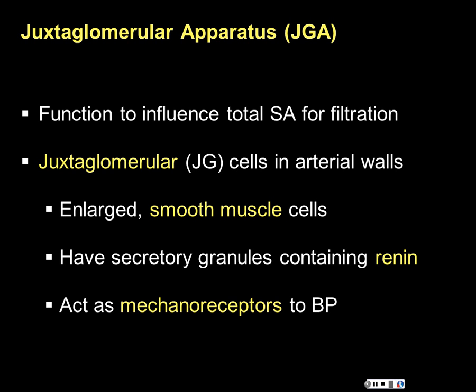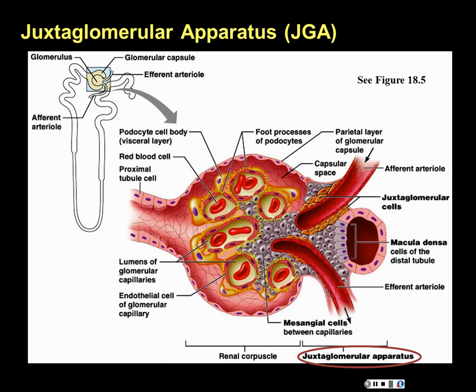So it acts as mechanoreceptors to what? What's this abbreviation? The blood pressure. We really don't want to have fluctuating blood pressure in the kidney because it will mess up our filtration. So we have this kind of intrinsic ability to monitor the flow using these juxtaglomerular apparatus cells.